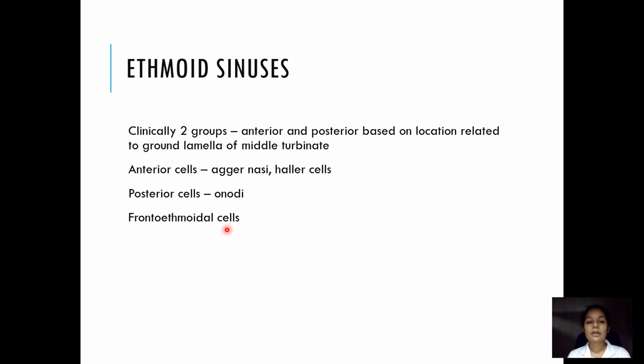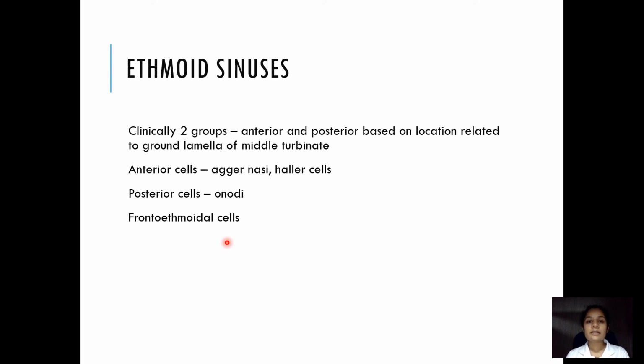Other variations of the ethmoid sinus are the frontoethmoidal cells. There are 4 types of frontoethmoidal cells, which is the pneumatization of the ethmoid cell into the frontal sinus. Type 1 is a single frontoethmoidal cell in the frontal recess not crossing the supraorbital ridge.